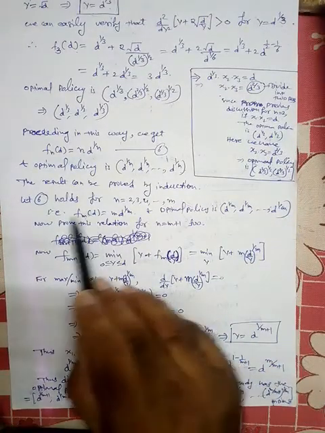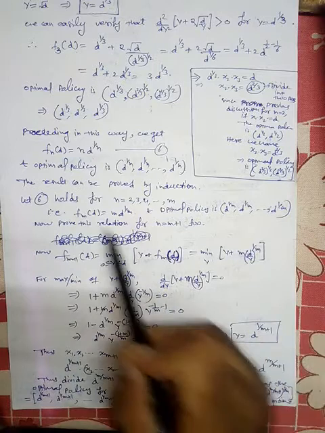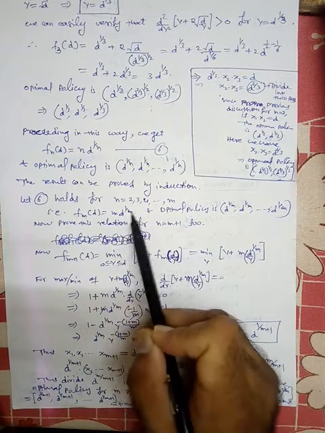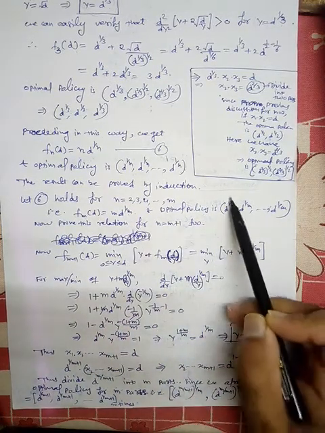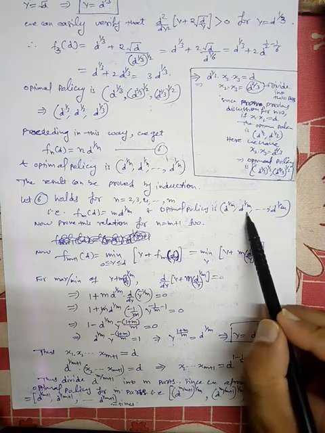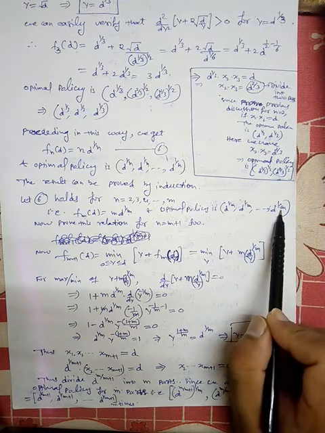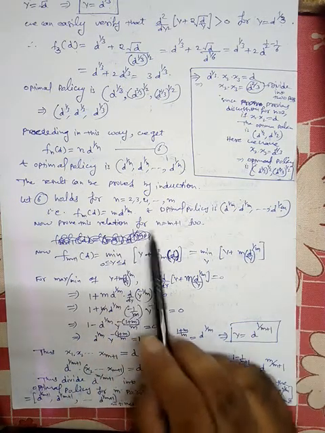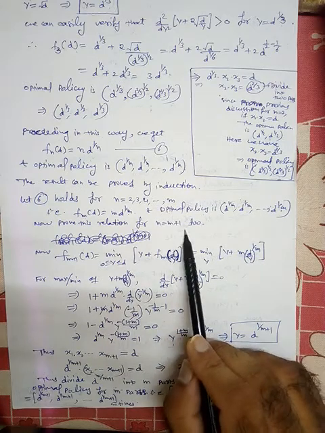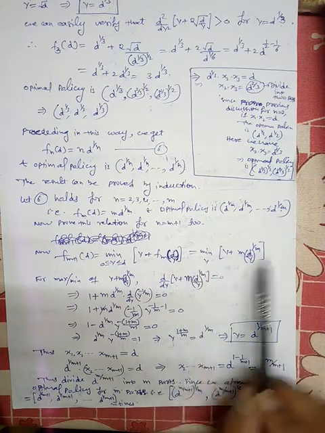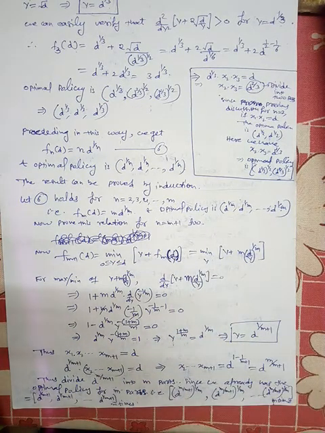Now we will assume this for n equal to m and prove it for m+1. So fm d will be m d raised to the power 1 by m, and the optimum policy is d raised to the power 1 by m, d raised to the power 1 by m, d raised to the power 1 by m. Now prove this relation for n equal to m+1. Okay, so now we have proved it.